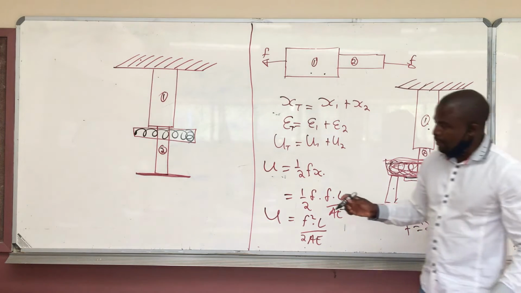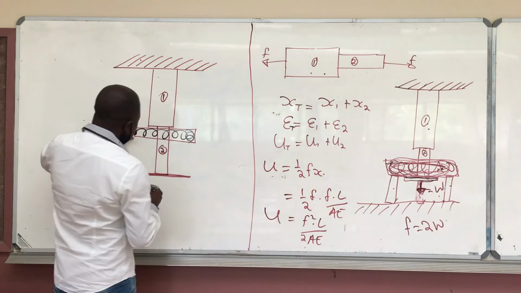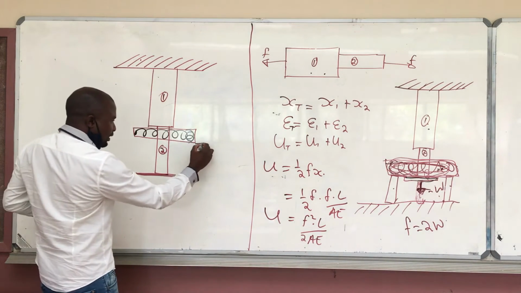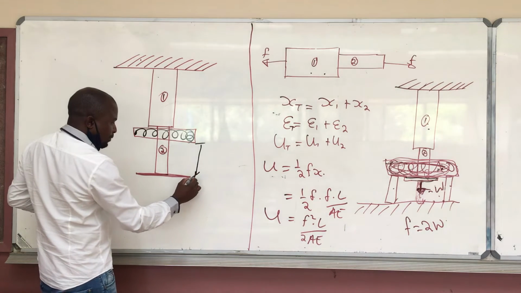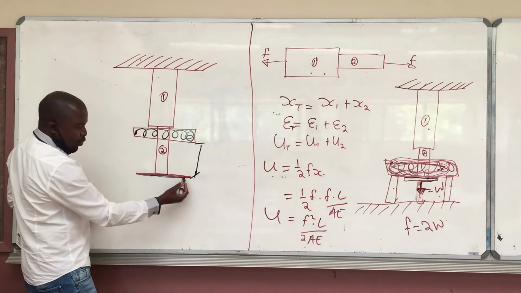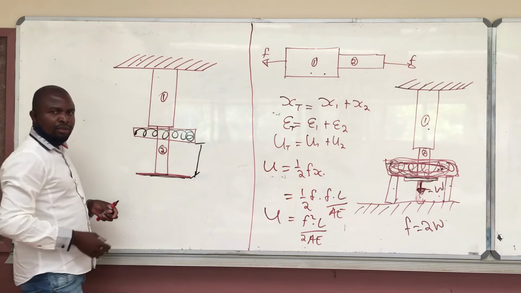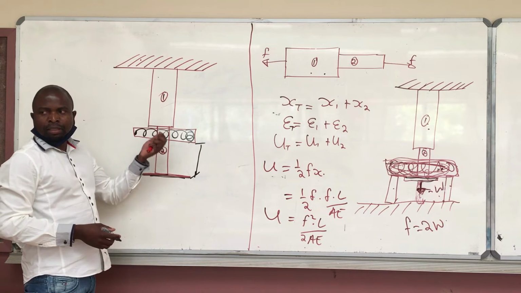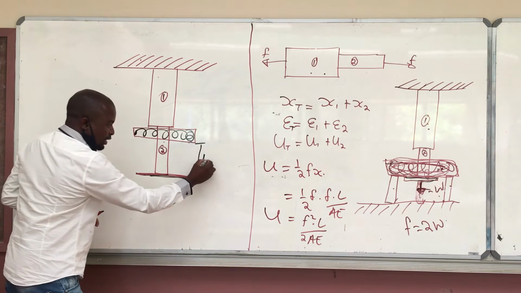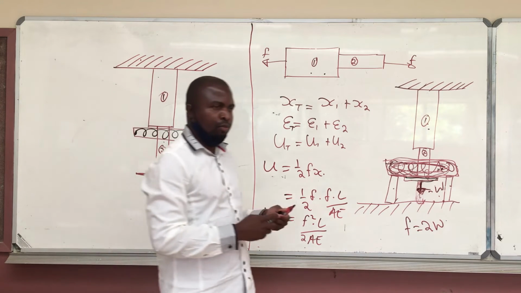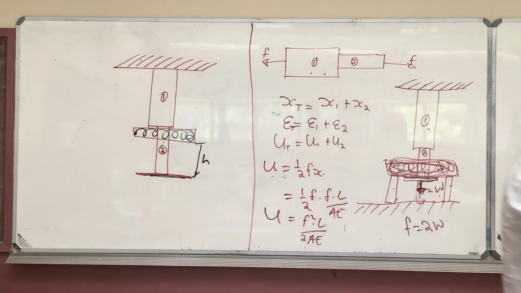So in this one, we take the weight up a little bit, to a certain height, between where it's going to start exerting the weight and where our dropping point will be. So that is the height we will be dropping it from. So now we are talking about a shock load.